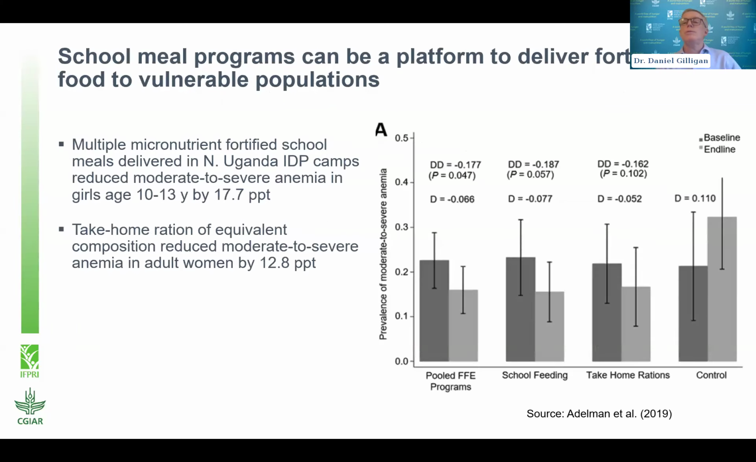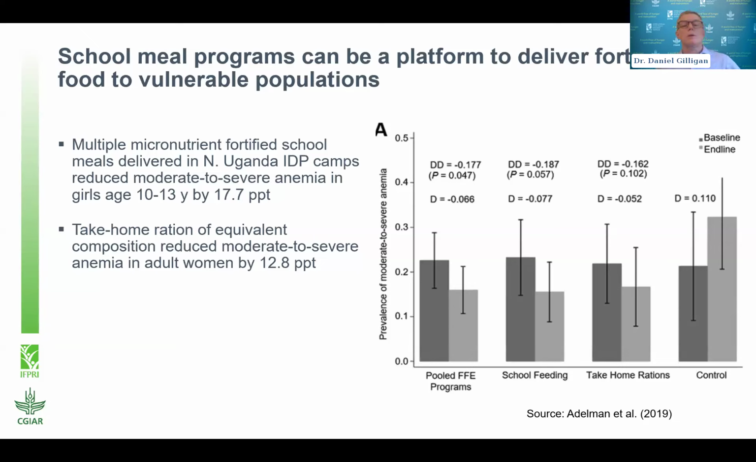Okay, next I'm going to shift the social protection program modality to talk about school meal programs. What's important to know here is that school meals can be a really important platform to deliver high quality and nutritious food, including in the form of fortified food, to vulnerable populations.